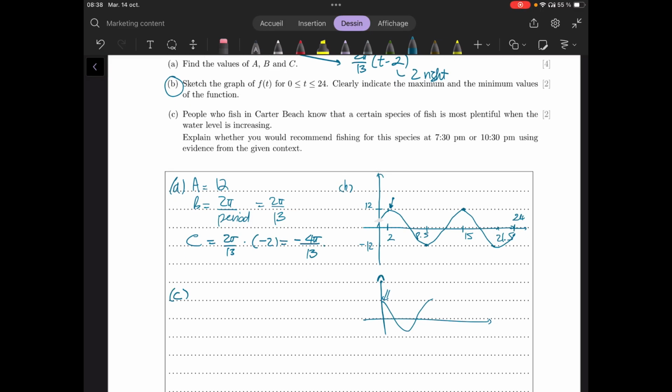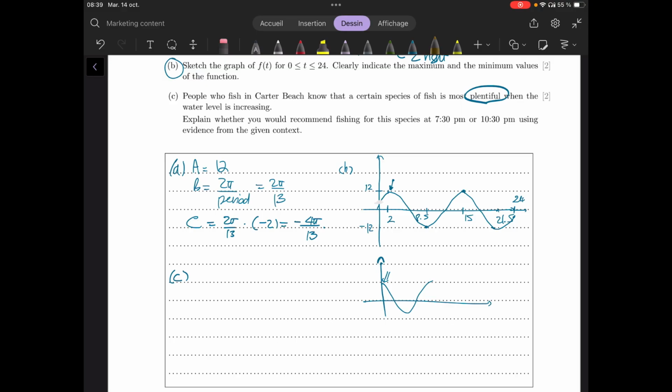In part C, you know that the species is most plentiful when the water level is increasing. And just by looking at the curve, we can already identify the intervals on which it is increasing.